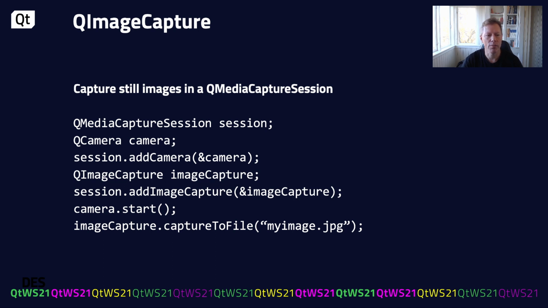You can see a code sample here where we basically instantiate a capture session. We instantiate a camera, add it to the capture session, instantiate a QImageCapture class, also add that one to the session, start the camera, and then we're ready to capture an image, for example, by capturing it to a file. Or you could also capture it to a buffer, meaning that you will receive a QImage inside the application that you can then use as you like.